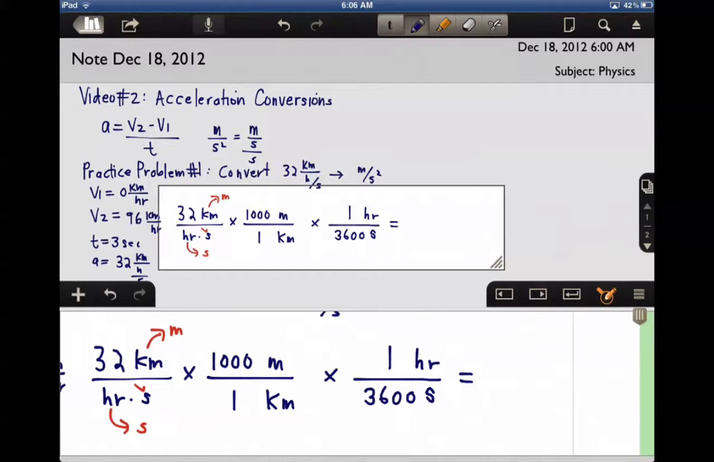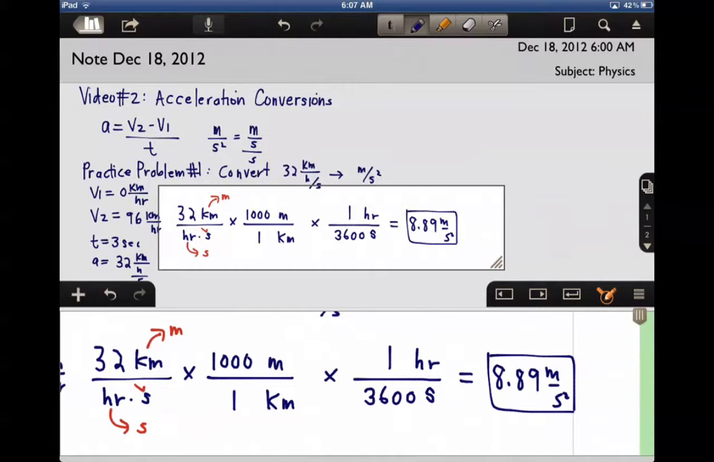So go ahead and do that math. So 32 times 1,000 divided by 3,600. Get 8.89 meters per second squared.